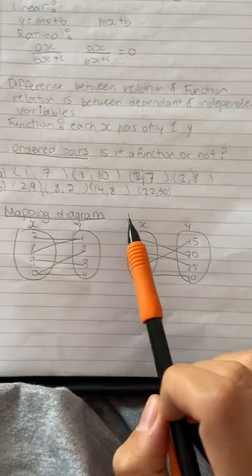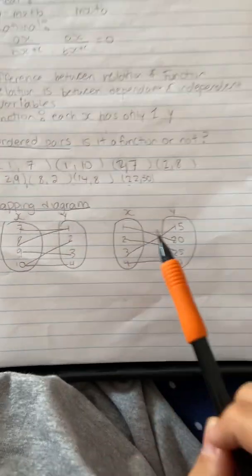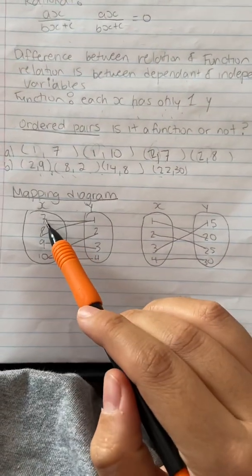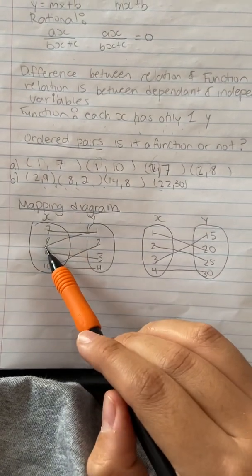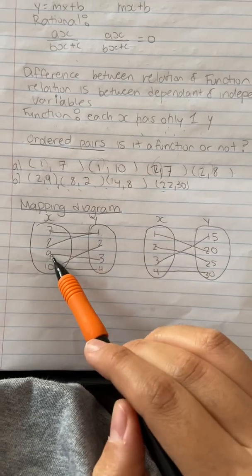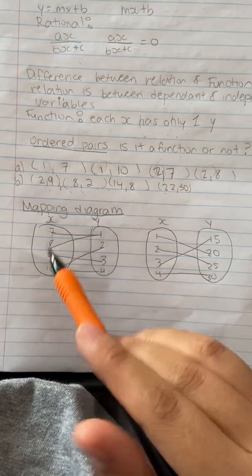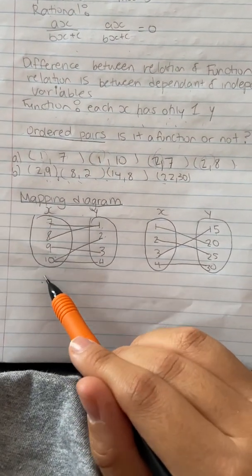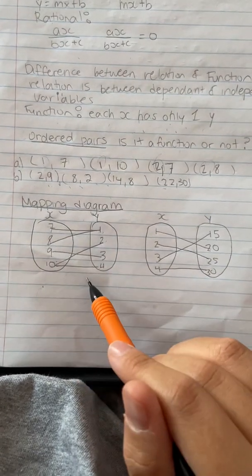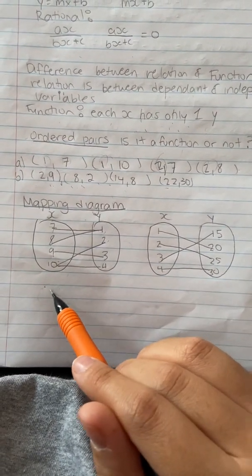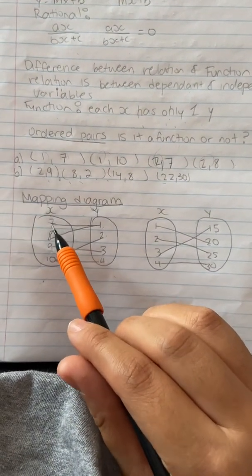Let's look at some mapping diagrams. So this is my x bubble, my y. Look, 7 is paired with 1. 8 is also paired with 1. 9 is paired with 3, and 10 is paired with 2 and 4. So therefore, this is not a function because ordered pairs 10 and 2 and then 10 and 4 are shared by the same x value being 10, and same with 7.